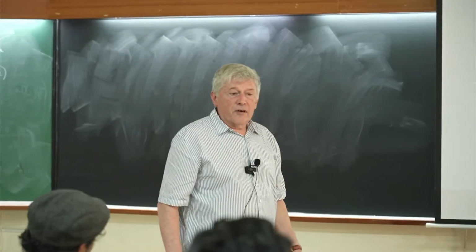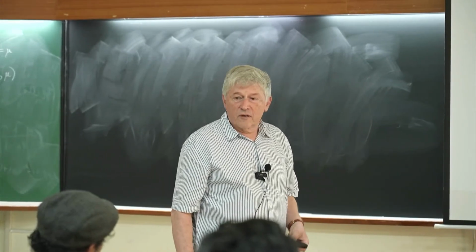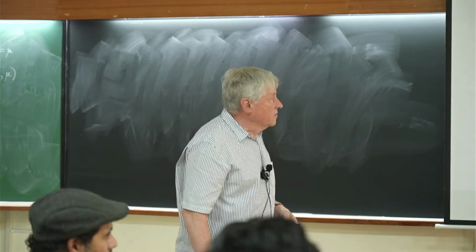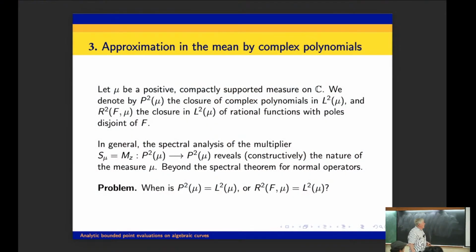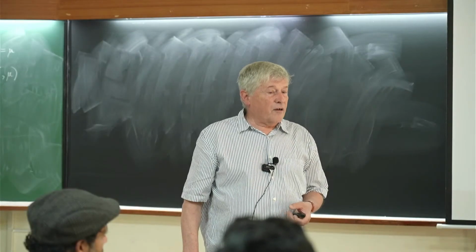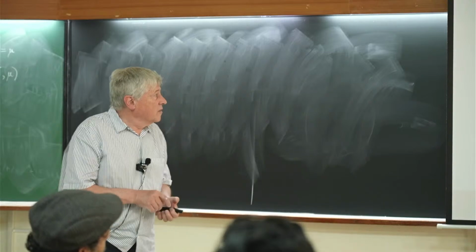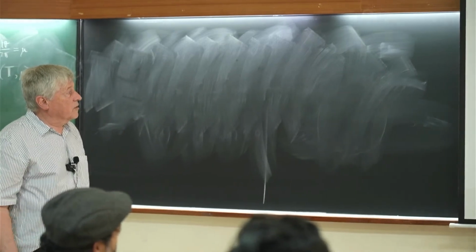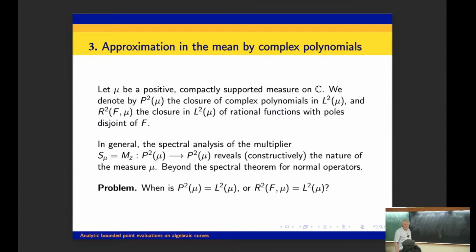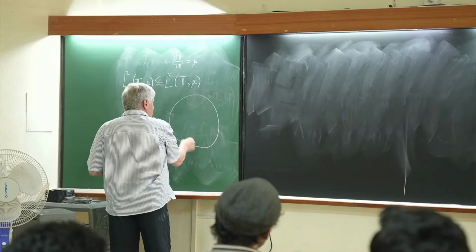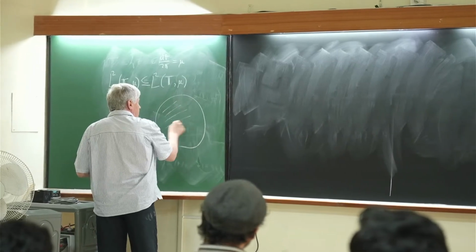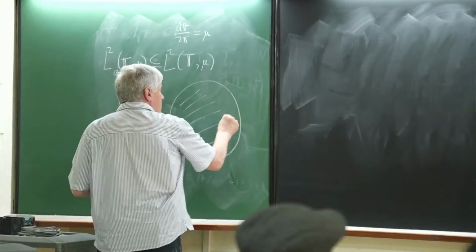Basic question in general. You have a positive measure in the complex plane. Are the complex polynomials dense in L2? Are the rational functions with poles outside the support of mu dense or not? In this case, we know that they are not. Namely, the measure lives on the boundary, but every point inside is a bounded point evaluation.